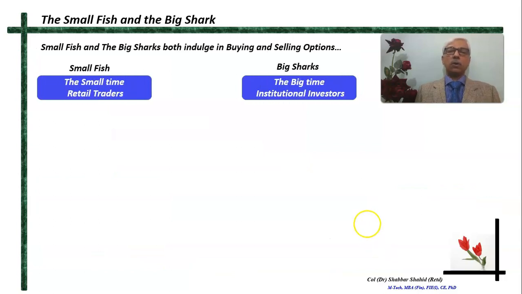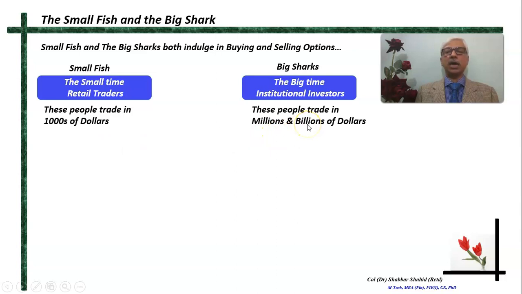Okay. Now, as I said, on one hand, you have got the small traders and the big-time players. So both the small fish and the big sharks indulge in buying and selling options. One for the purpose of trading and the other for the purpose of hedging. Got it? But small people like you and me, we can trade only with maybe a couple of thousands of dollars, not beyond that. But these big sharks, they have got millions and billions of dollars to pump in. Got it? So, who do you think is more wise? Among these two people, whom do you think is more wise?